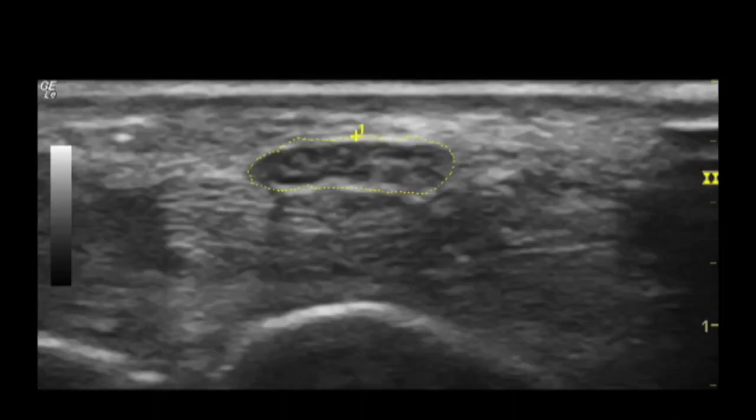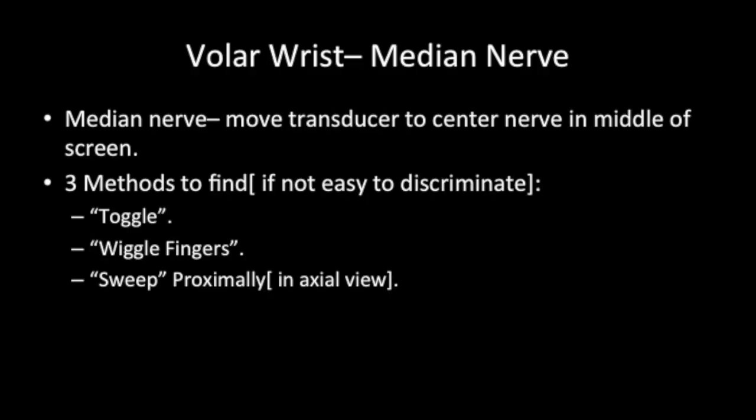The median nerve is central as the flattened honeycomb structure in the middle of the screen. Hyperechoic and below the median nerve is the lunate bone, and to the left is the scaphoid. Sometimes the median nerve is hard to discriminate from the flexor tendons in the carpal tunnel.